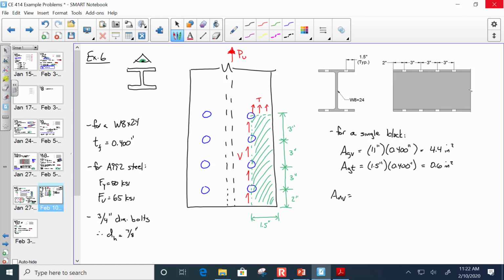Now, in order to compute the net area, let's take the net area in shear first. In order to compute the net area in shear, we take the gross area in shear and we subtract the appropriate number of bolt holes. Now, what's the area of a bolt hole? It's the diameter of the hole times the thickness. Diameter of the hole, not the bolt. Yeah, you're right. Now, here's a $64,000 question. How many bolt holes do we subtract from the gross area in shear to get the net area in shear?